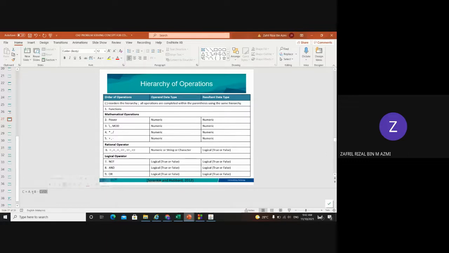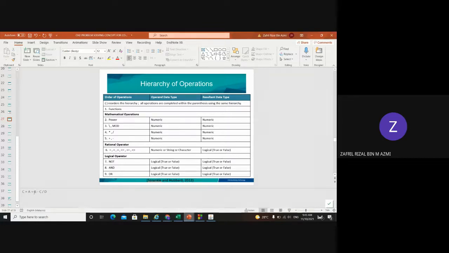And then we have plus and minus. Which one do we solve first? Since this is the same hierarchy, we solve the most left first. The most left is plus, so we solve plus first. If it is in the same hierarchy, we solve the most left first in the equation. So this is clear.